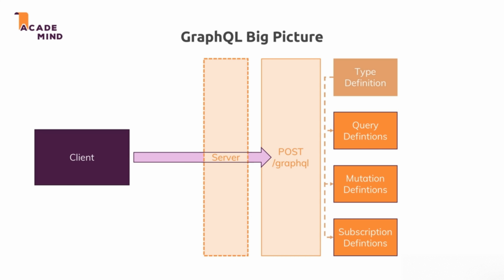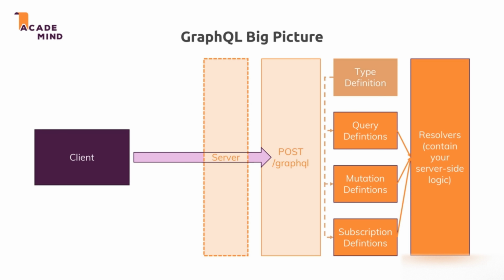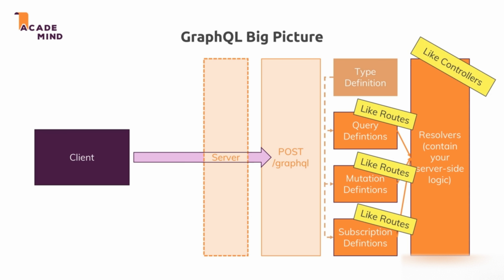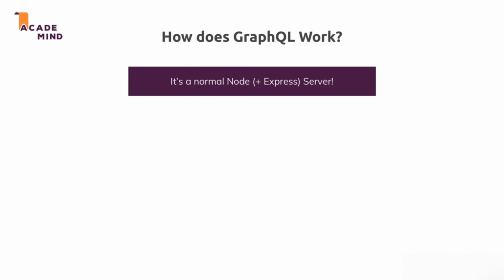And these endpoints you define here, so these queries and mutations and subscriptions you define, these are connected to so-called resolvers, which are functions that contain your server-side logic. And if you compare that to a REST API, the definitions would be your routes and the resolvers would be your controllers. And that is how you can look at GraphQL, and this is how we will implement it. So to sum it up, it's a normal Node and possibly Express server. Of course, you're also not limited to using Express.js. You're also not limited to using Node, by the way.